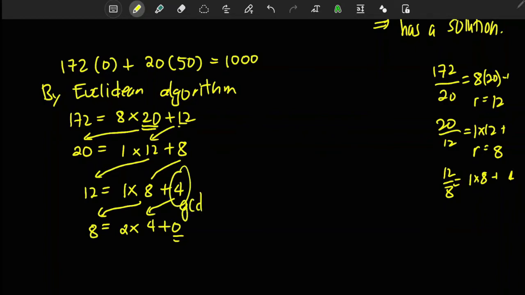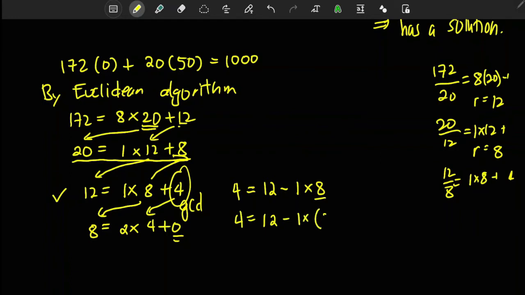So how do you express GCD in terms of the original values A and B? So starting from this, we get 4. We express this in terms of the other. So we will transpose. So that's 12 minus 1 times 8. Now we are done with this equation. Next is to express 8 in terms of 20 and 12 using this equation. So we have 4 equals 12 minus 1 times, this time 8 is 20 minus 1 times 12.